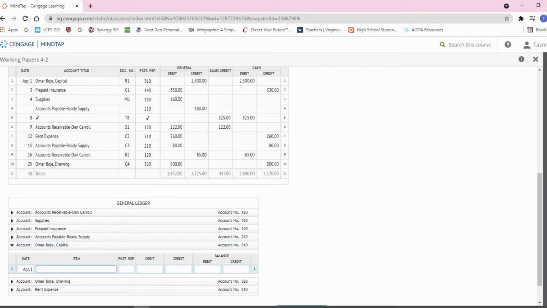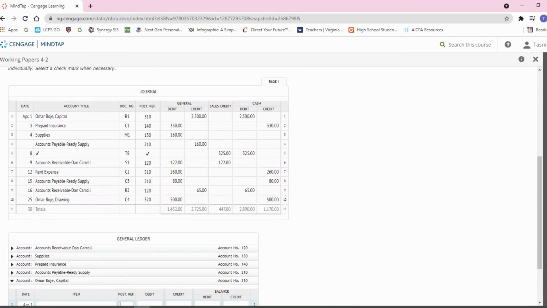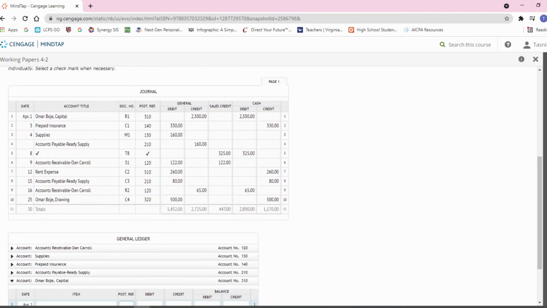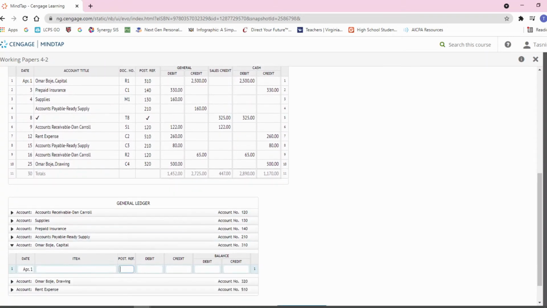So, moving on. Our post reference for our general ledger is different from our post reference from our journal. Our post reference here is going to be the page number of our journal. And that is page 1. So everything in here in the general ledger, post reference will be page 1. Okay? And so how much do we have? We have a credit for $2,500, so we're just going to put $2,500. And then our balance. What is our balance? We only have one capital transaction, so that's going to be $2,500.